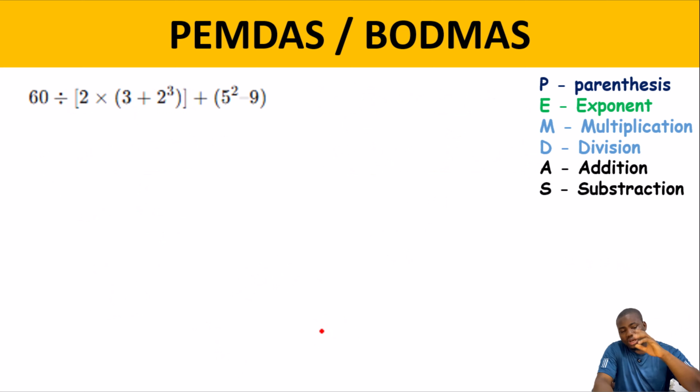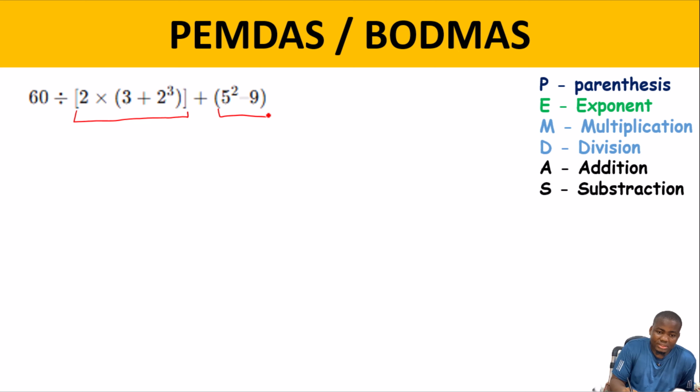Then lastly, we have this question. If you look at this question, you see that we have 2 parentheses, and inside of this parenthesis we have another parenthesis. So we have to solve the 2 parentheses separately. And if we want to solve this particular parenthesis, we solve the parenthesis inside of it first before we proceed to solve the bigger parenthesis. So in this parenthesis we have 2 operations, plus and exponent. We do the exponent first. 2 to the power of 3 is 2 times 2 times 2, and that is 8. So 3 plus 8 is 11.